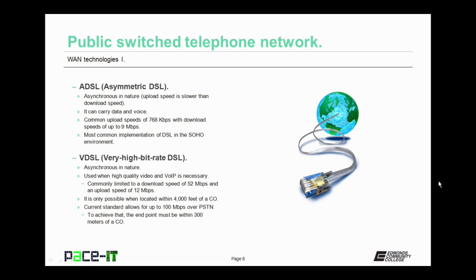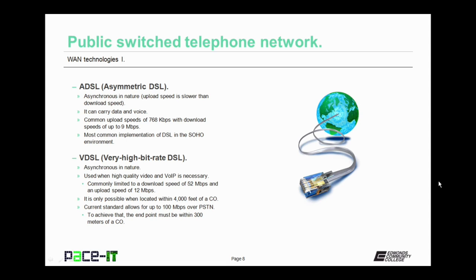Last up for DSL is VDSL, or very high bitrate DSL. It's asynchronous in nature as well. It's used when high-quality video and voice over IP is necessary. VDSL is commonly limited to download speeds of 52 megabits per second with an upload speed of 12 megabits per second. That's a whole lot faster than ADSL. But VDSL is only possible when you're located within 4,000 feet of a central office.